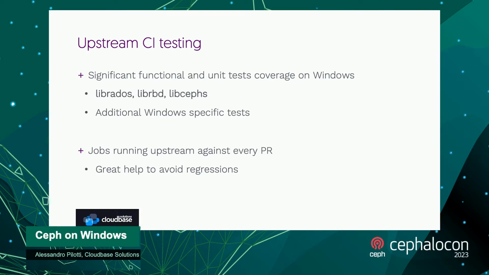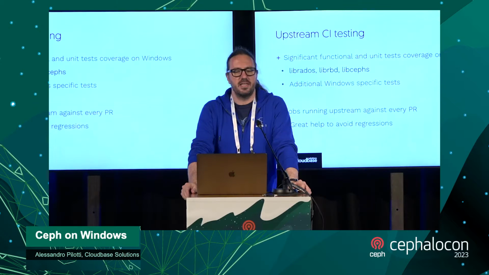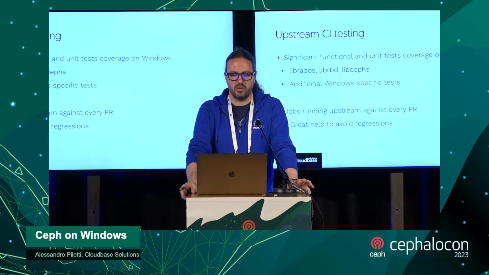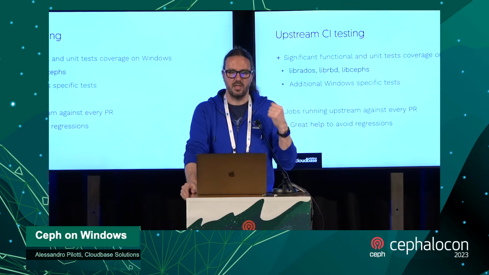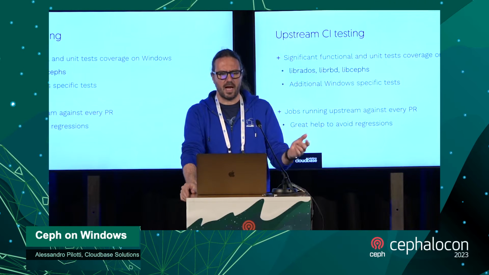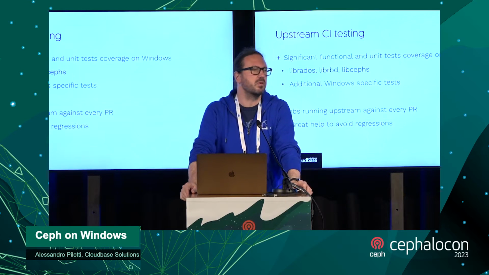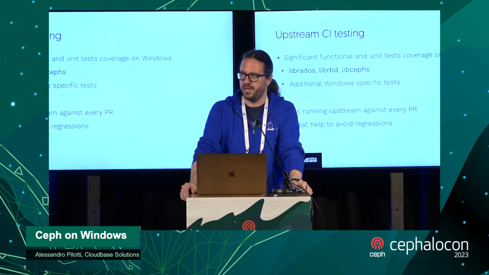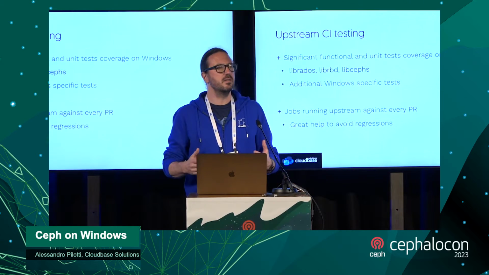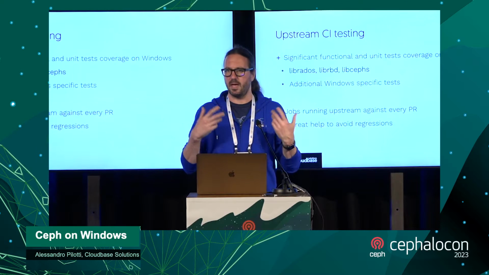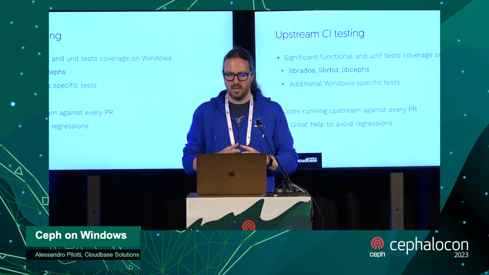endeavors, right? So not only do we work with the upstream community, but we also work with the testing infrastructure to make sure that we have CI testing, so continuous integration testing, on Librados, librbd, libcephfs, and we also have a bunch of additional Windows-specific tests, which are only there. All the jobs are running upstream against every PR. So whenever there is a PR coming in, we run those tests.